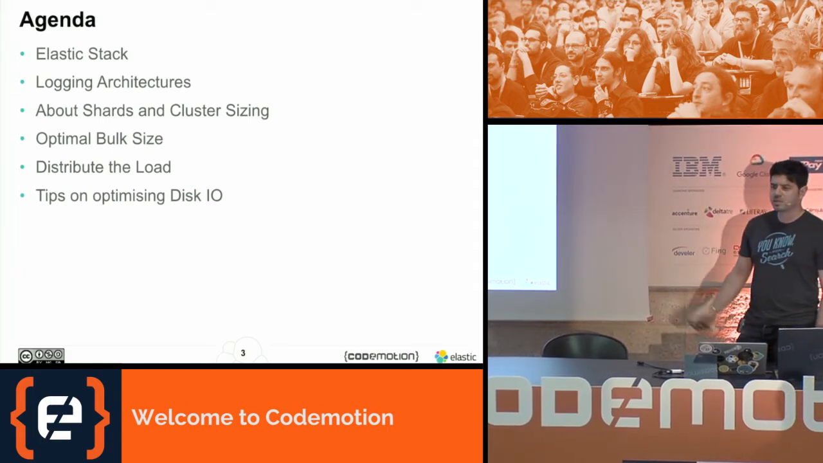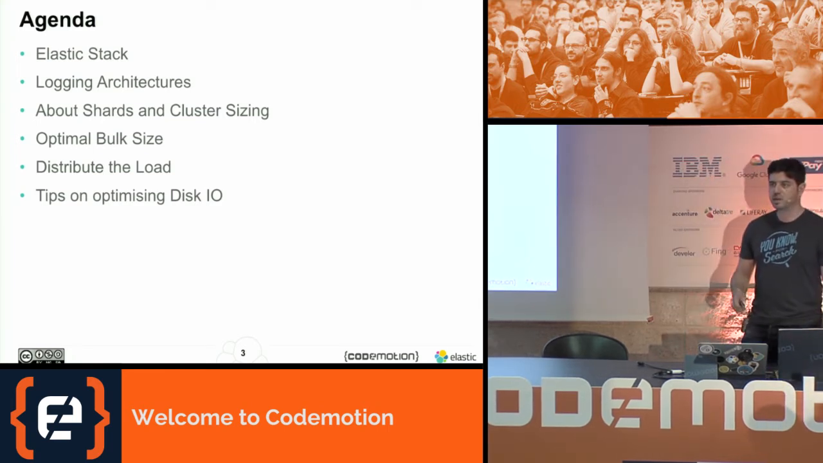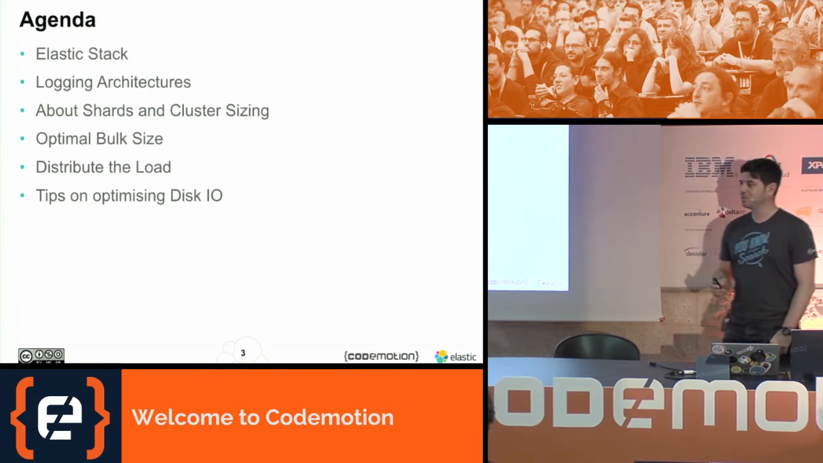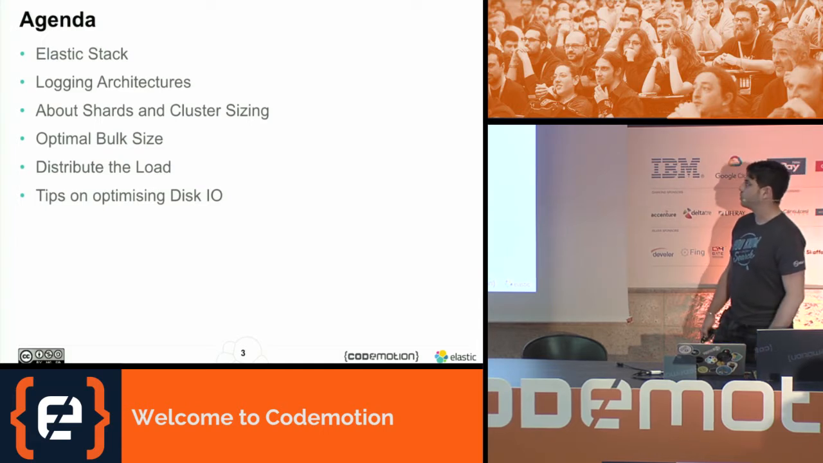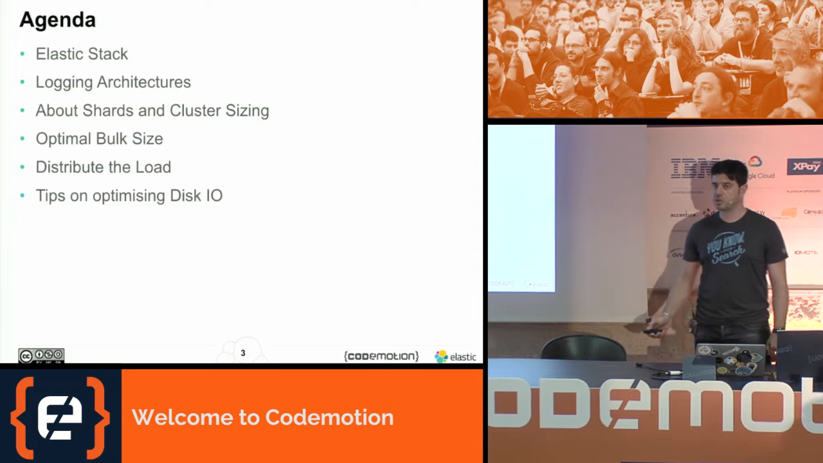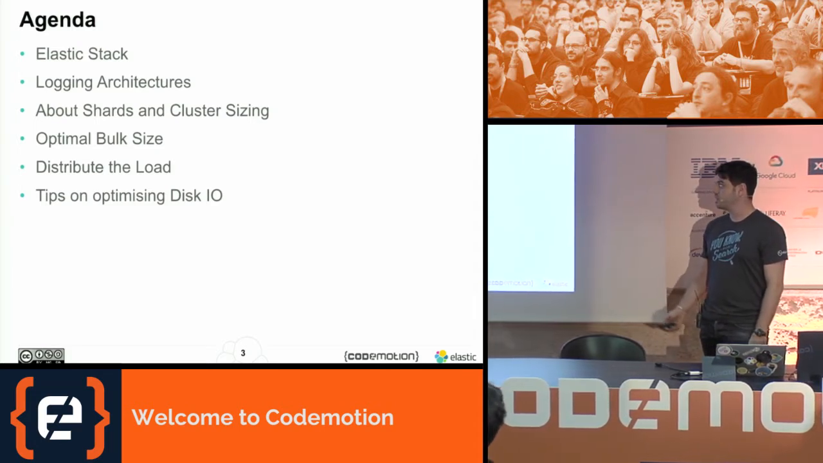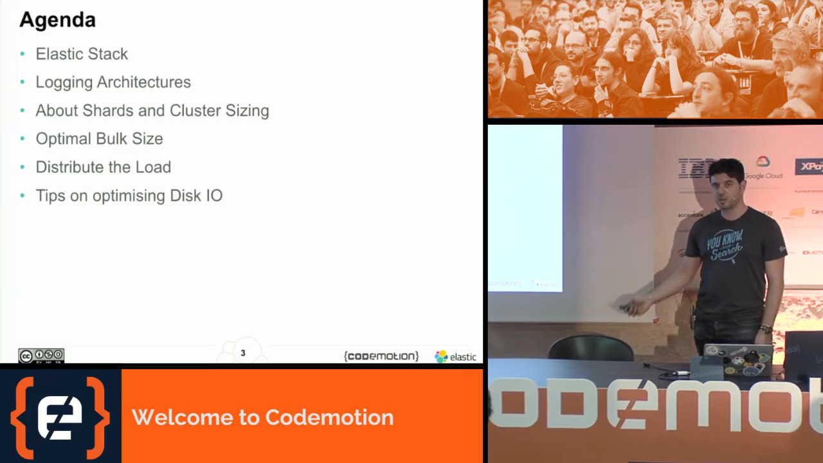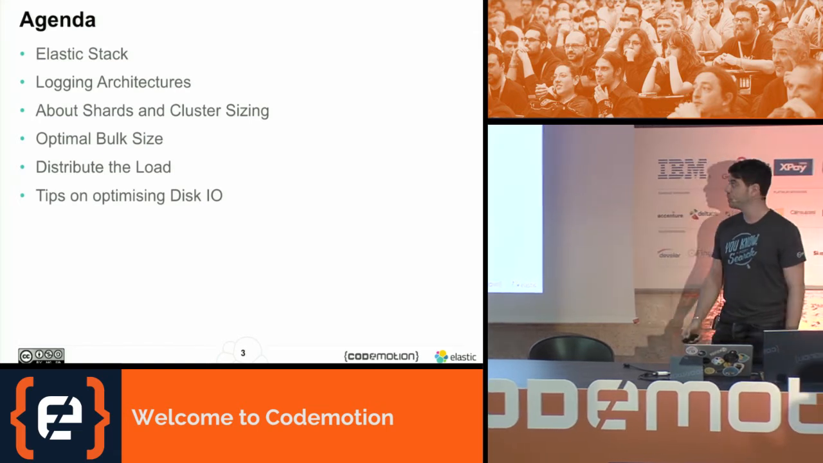So the agenda of today's presentation: we're going to have a quick high-level view of the components of the stack. May I ask how many of you use Elasticsearch? Okay. How many Logstash? Beats? Good. Great to hear. So yeah, we're going to take a look at some of the most common logging architectures. And then we're going to talk about shards, what shards are, how they work, how you do some sizing for your cluster. And then we discuss bulk size, how you find the optimal one. And then we're going to take a look also at distributing the load from a client perspective and some final tips on optimizing disk I/O.